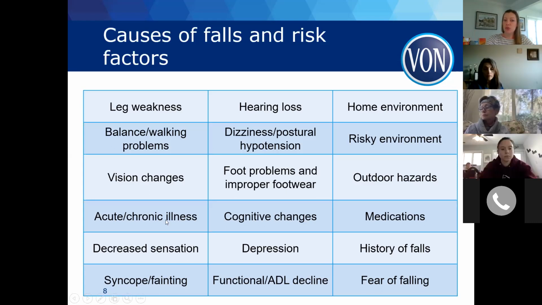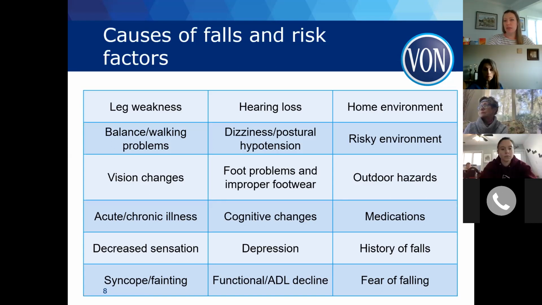The next one is acute or chronic illnesses, because we know that there are a lot of chronic conditions that can impact either the way that we move, or impact our cognition, or impact our strength and different things, impact our reaction times, or perhaps they mean that we need to take certain medications that may do one of these things. So someone who's experiencing an acute or chronic illness, depending on the type, could be at a greater risk for having a fall.